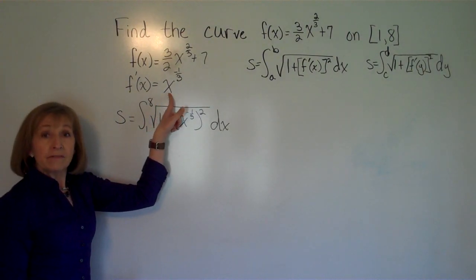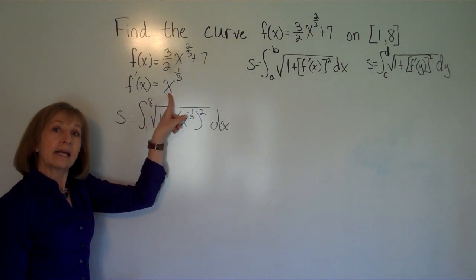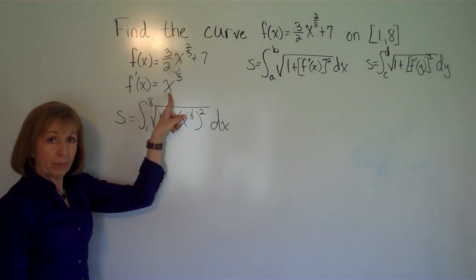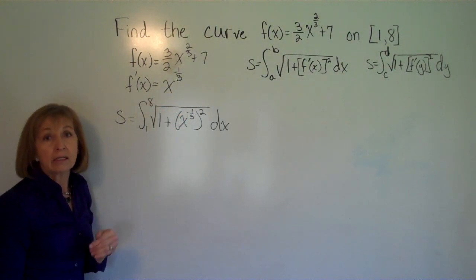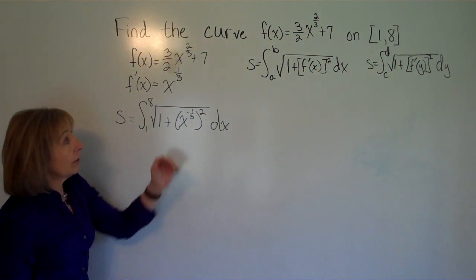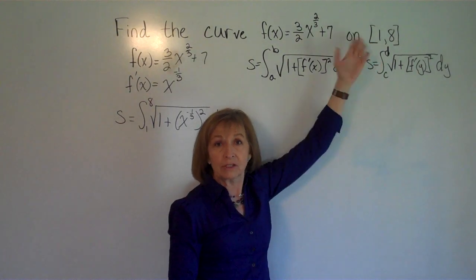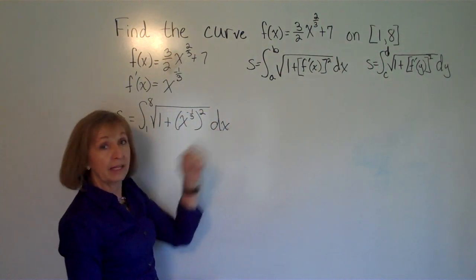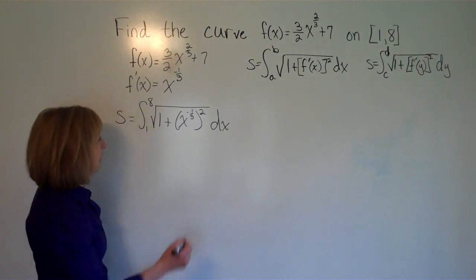Now this derivative, f prime of x, is x to the negative 1/3. That's 1 over x to the 1/3 power, so that's 1 over the cube root of x. The only place that's undefined is at x equals 0. And our interval goes from 1 to 8. 0 is not in our interval. So our derivative is continuous throughout the interval that they want us to find the length of the curve.